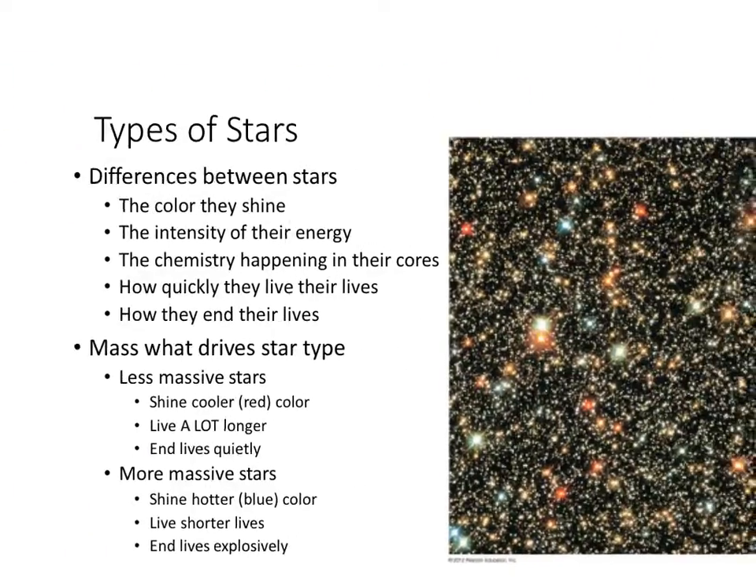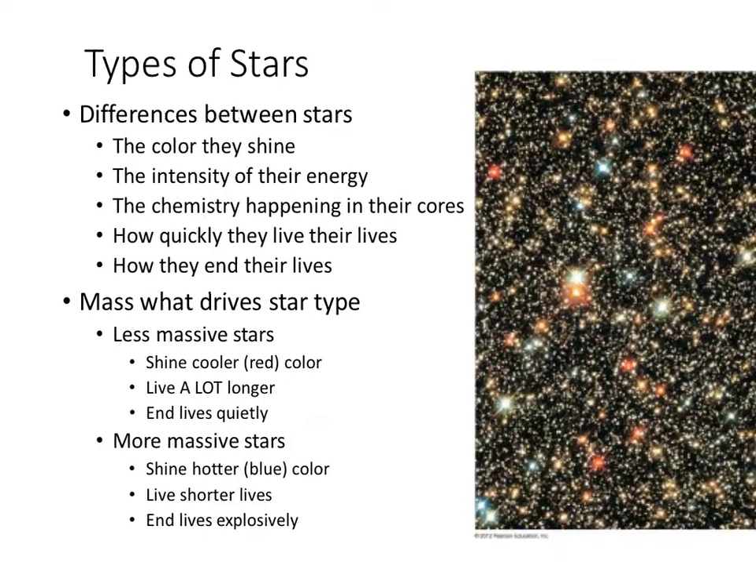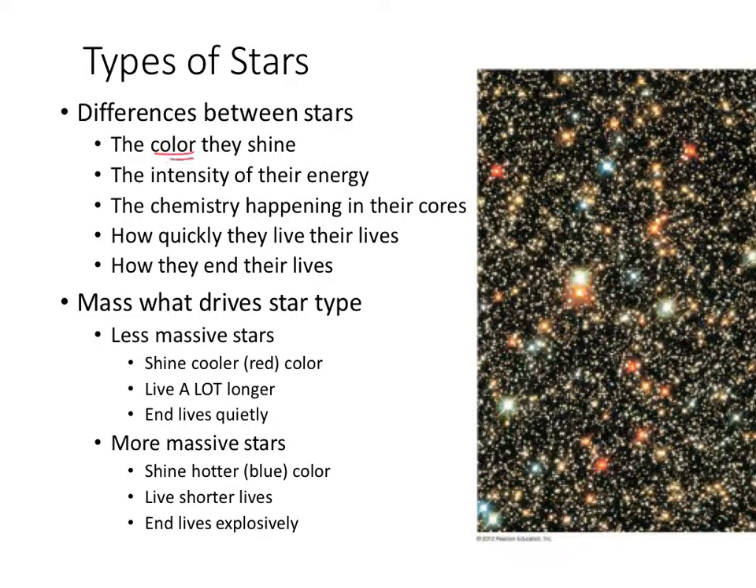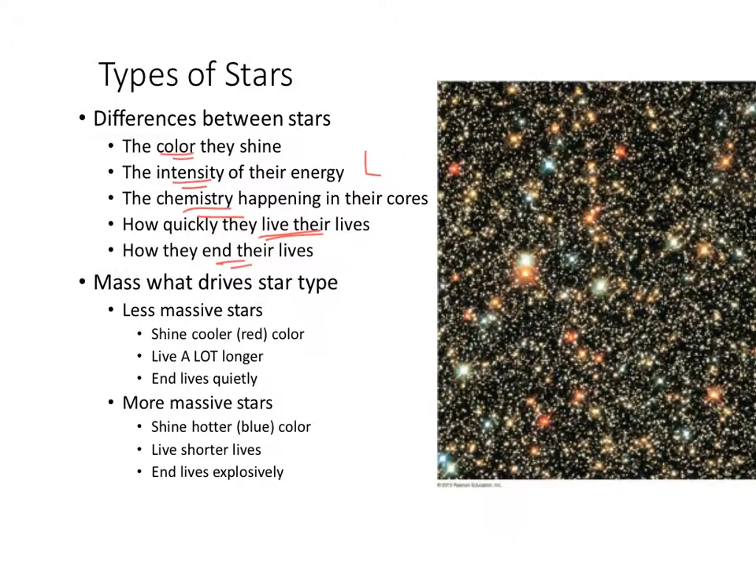Differences between stars. So we have differences in the color they shine, the differences in the intensity of their energy, which we call luminosity, the difference in what's happening in their cores, as far as are they fusing hydrogen, are they fusing helium. We have a difference in how quickly or how slowly they live their lives and how they end their lives. So those are all major differences in stars.